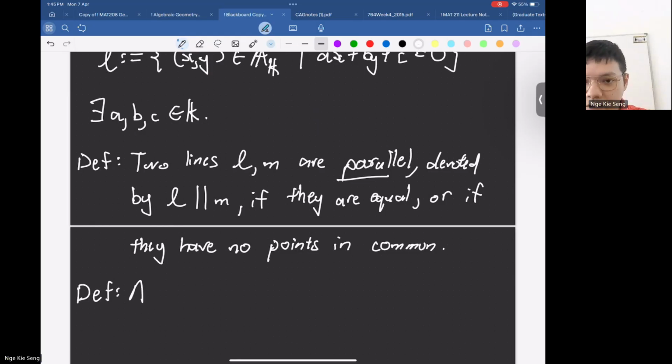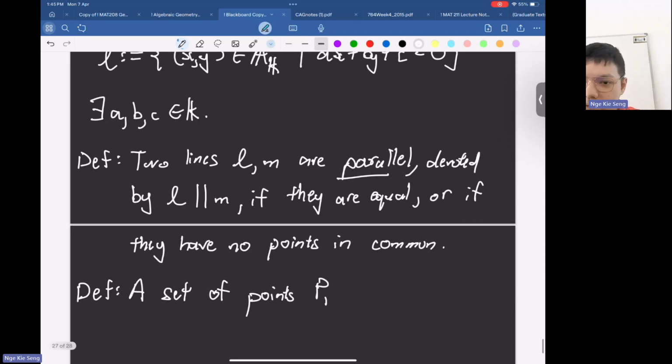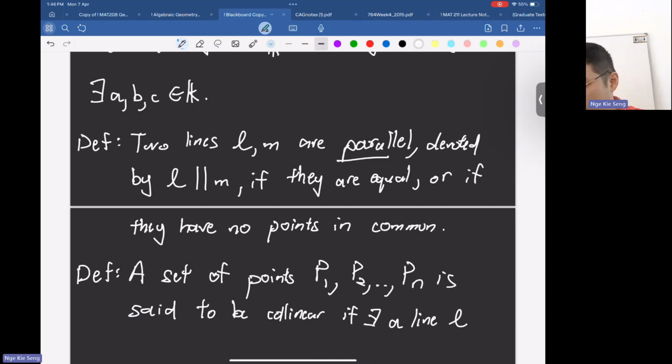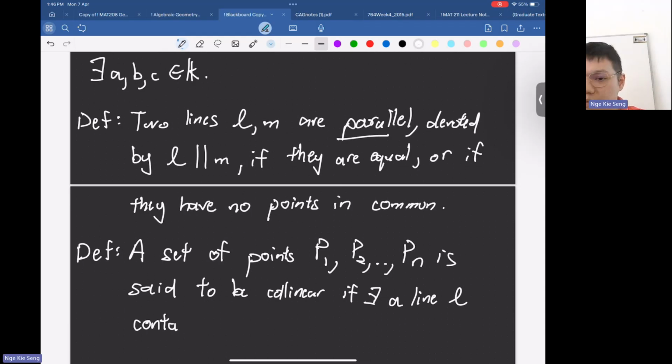Next, collinear. So what is collinear? Collinear is about 3 points. Actually, more points, we can talk about it. So n points are said to be collinear if there's a line joining them, or in other words, there's a line containing them. So you can see that we just use set language here. So P1 up to Pn is in.